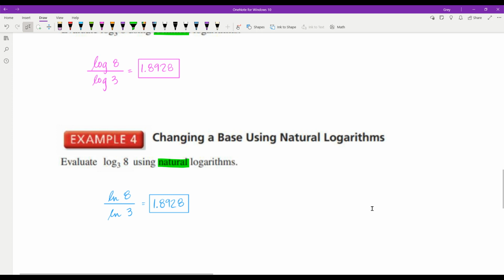But anyway, practice those properties. They are so, so important. You need to be well versed with them.